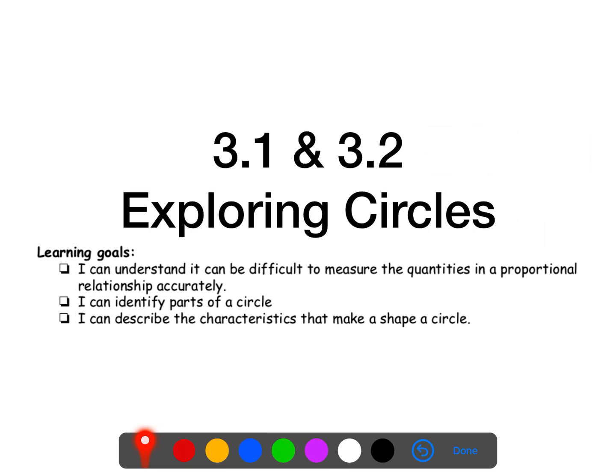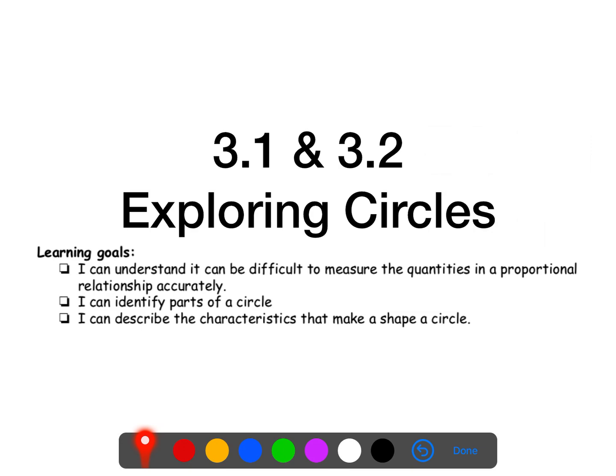Today we are starting Unit 3, and we're going to take a look at the first two lessons together, which is all about exploring circles. So we have a couple of questions that are being combined from Unit 1 and Unit 2, from Lesson 1 and Lesson 2. And we're going to be looking at these learning goals today.